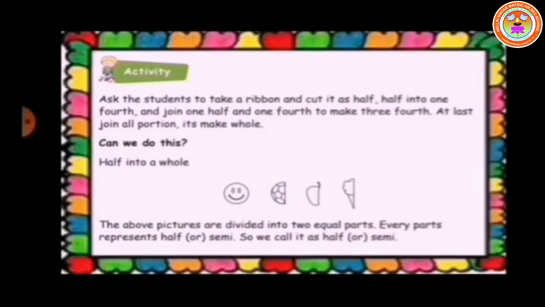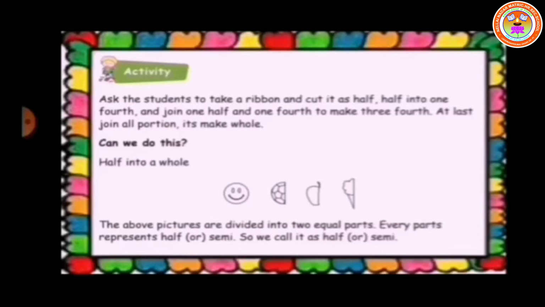Students, take a ribbon and cut it as half into 1/4 and join 1/2 and 1/4 to make 3/4. At last, join all parts and make a whole ribbon. Now, let's make half into whole.